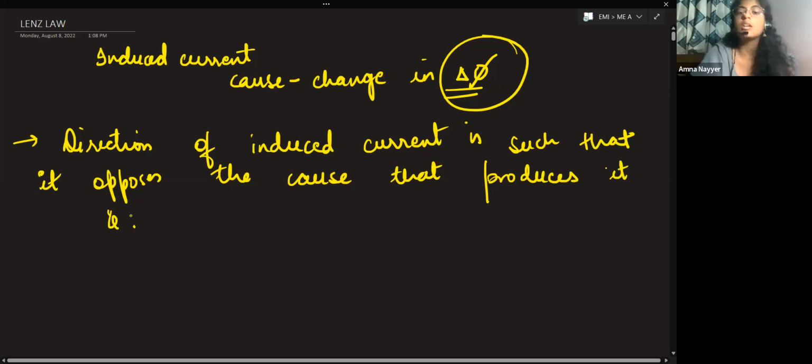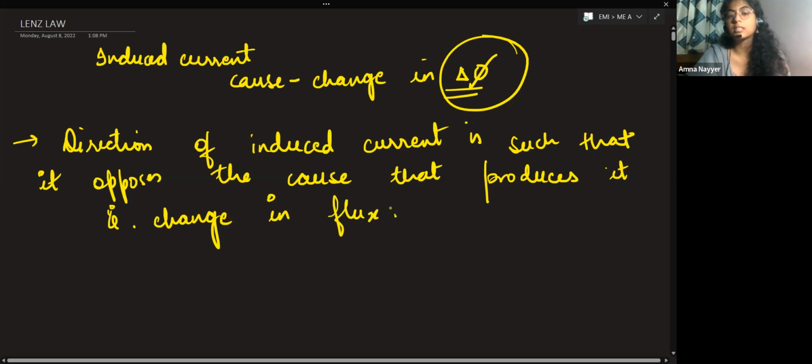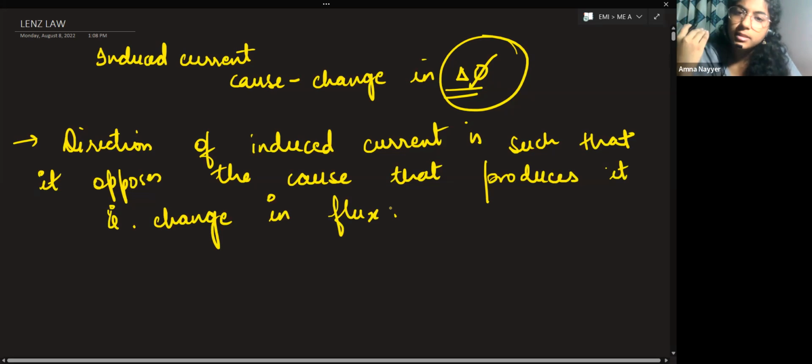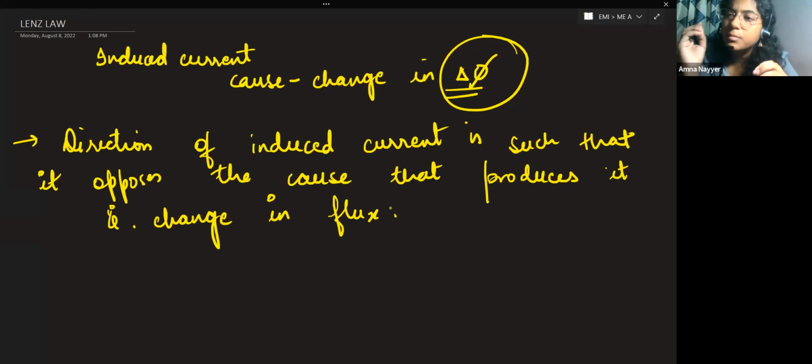Now, what is this cause that produces it? It's the rate of change of flux. So the cause that produces it is the change in flux. So this is what is meant by Lenz law. Lenz law simply says that the direction of induced current is in such a way that it will try to oppose the cause that is producing it. Now, what is producing the induced current? The change in flux. So it will somehow try to oppose it. Now, how will it oppose it?